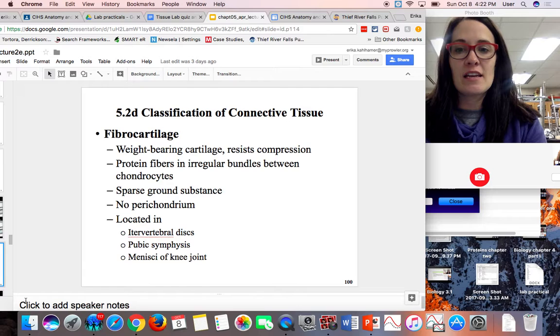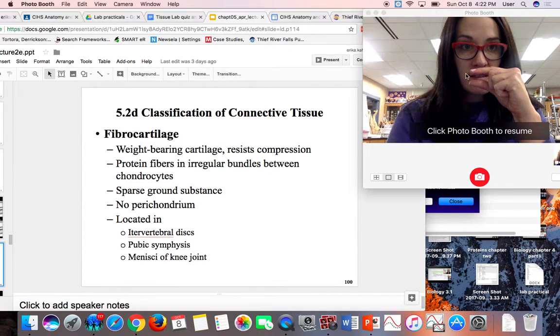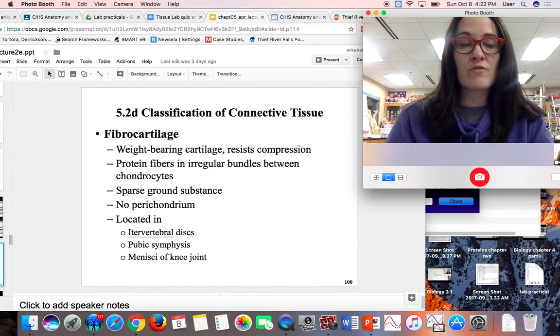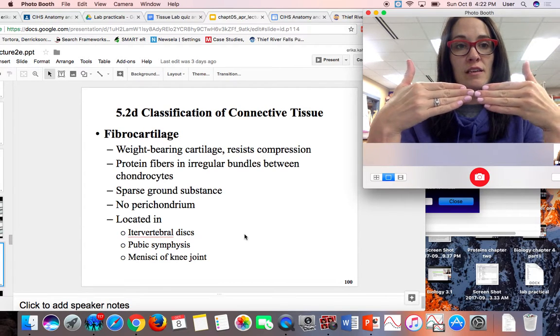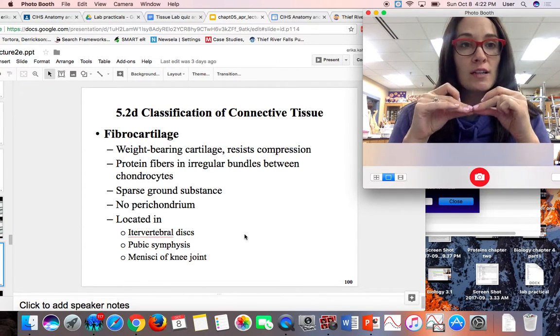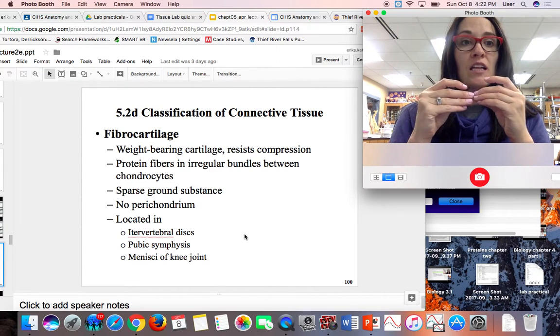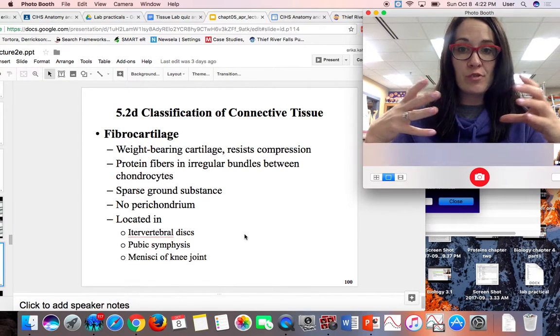It's located in intervertebral discs, in between the bones in your spine, those discs. Have you ever heard of somebody having a slipped disc, where the disc will move out of place? It's very painful. Pubic symphysis is where your two pubic bones in front connect. There's a little bit of cartilage there. So when women are pregnant, that gets looser because of hormones, allowing the hips to stretch apart.